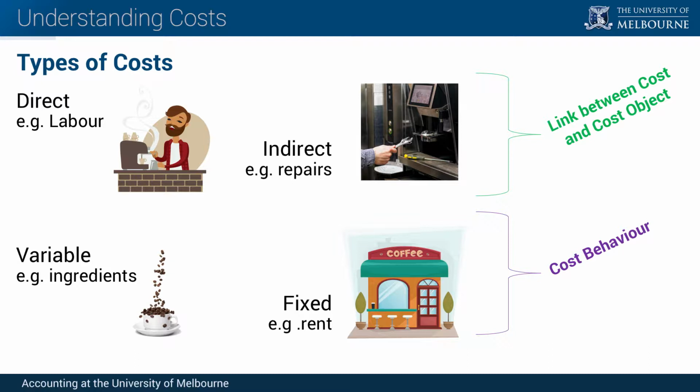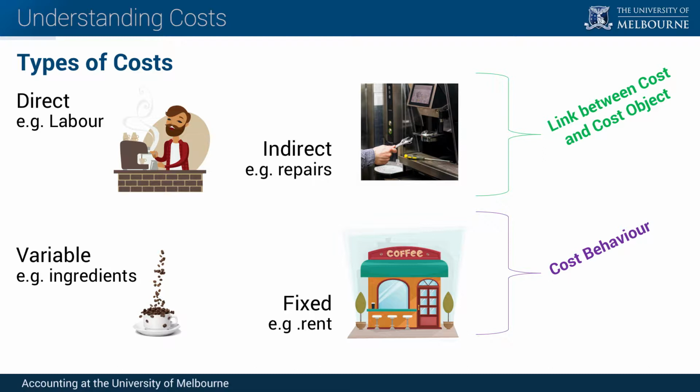In terms of cost behaviour, we can distinguish between fixed and variable costs. Total variable costs increase with volume of production, but per unit variable costs are constant. For example, for a given type of coffee, the total cost of ingredients used goes up the more cups are made, but the cost of ingredients per cup is constant.